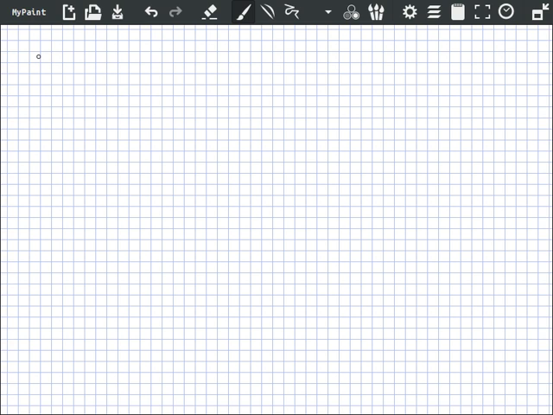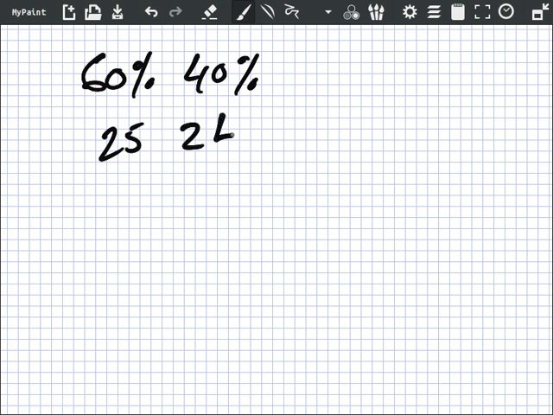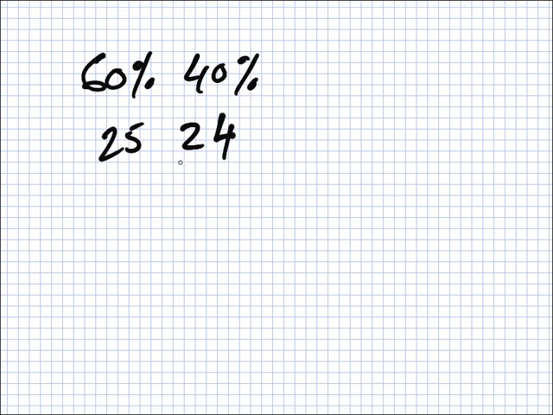A researcher would like a representative sample of men and women from a population which is 60% male and 40% female. The researcher selects a random 25 men and 24 women. Should we accept or reject the hypothesis that the sample is representative?